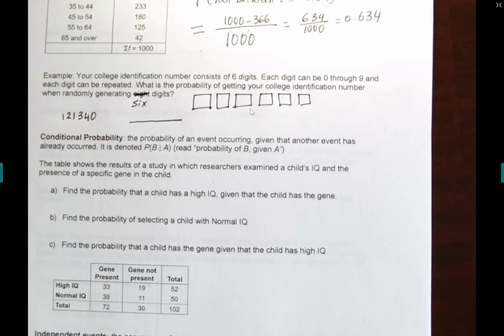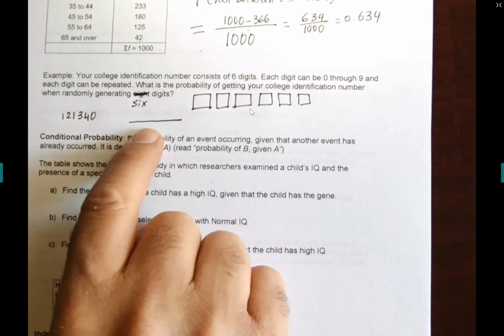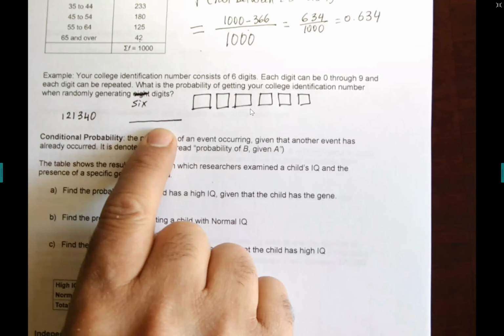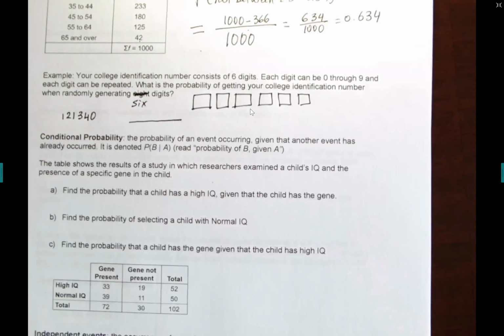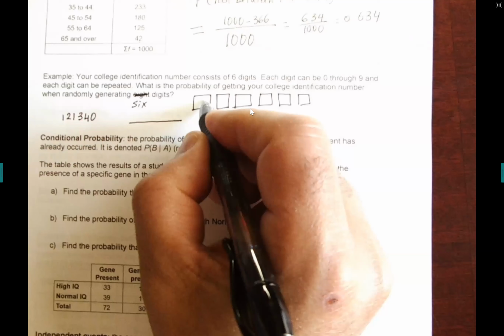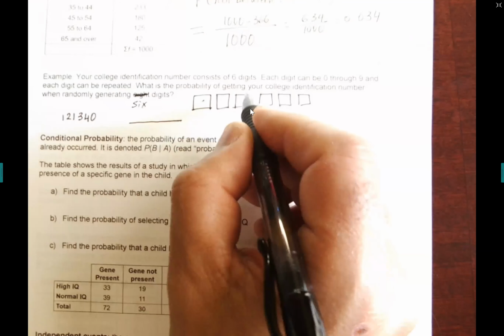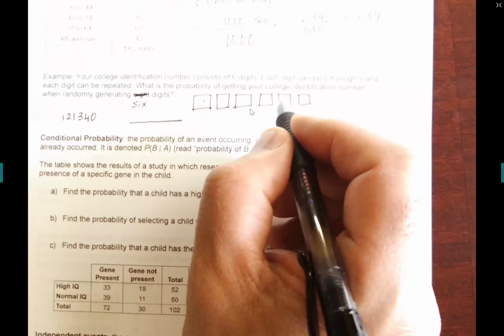First of all, I need to figure out how many possible IDs are there. You need the possible outcomes, guys. Let's try to figure it out. For this digit here, how many possible ways can you put the digit? He says anything from 0 to what? To 9. How many are there from 0 to 9?